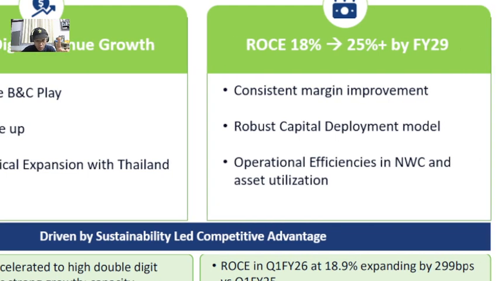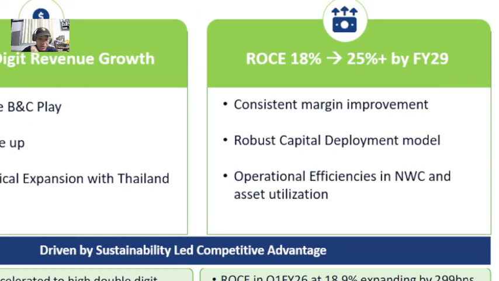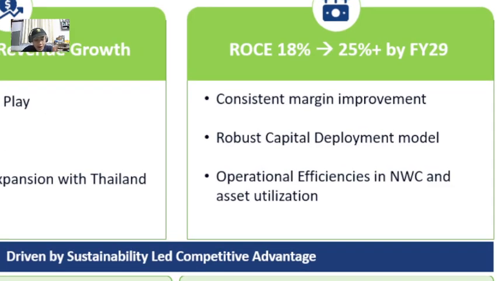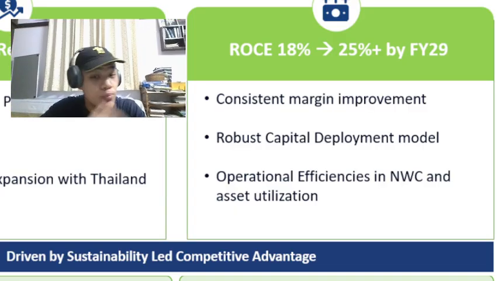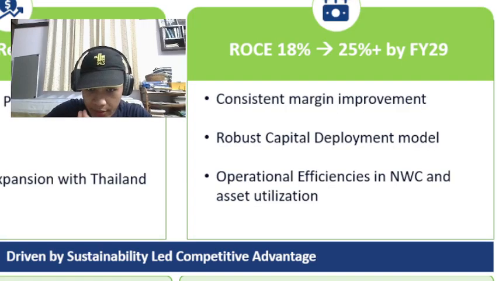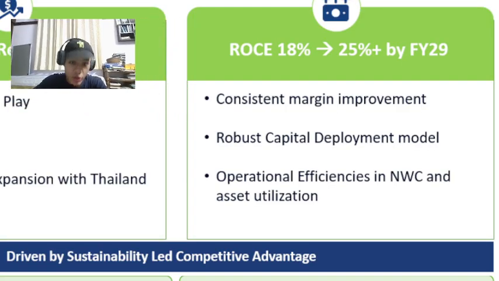Then the second goal is return on capital employed. They're trying to improve it from 18% to 25% by fiscal year 2029. So around 3 years. How will they do it? Consistent margin improvement. Okay. They're looking to improve the operating margins. Robust capital deployment model. All right. And operational efficiencies in net working capital and asset utilization. So improving margins and utilizing their assets better, deploying all their funds, the capital better, operational efficiencies in net working capital.